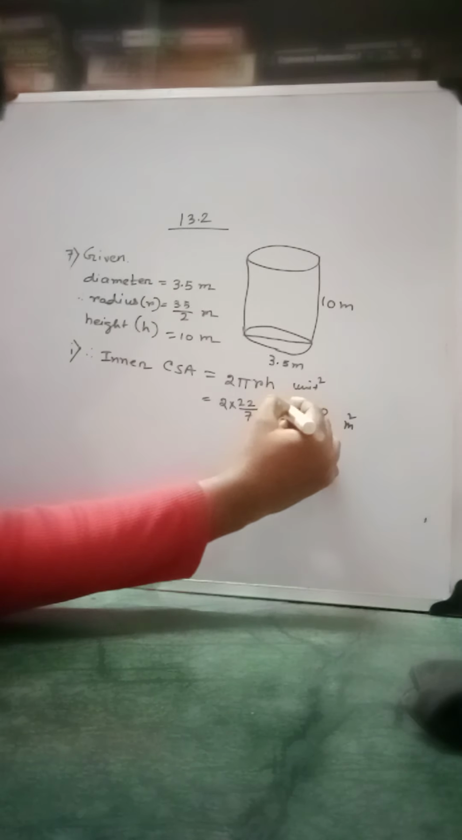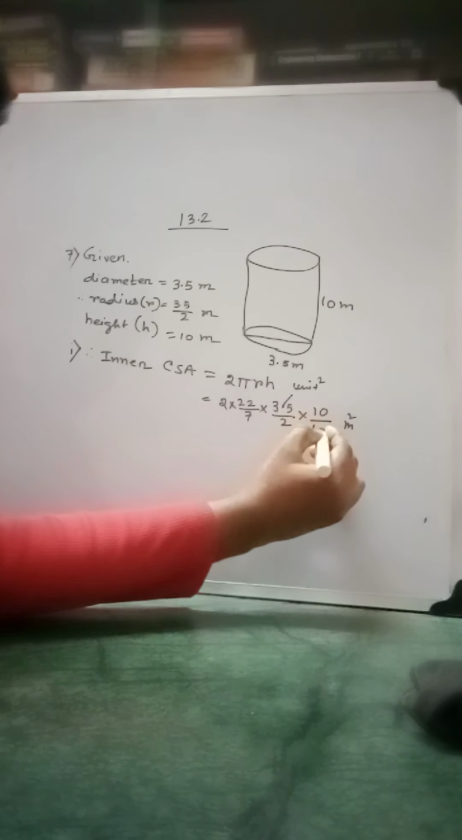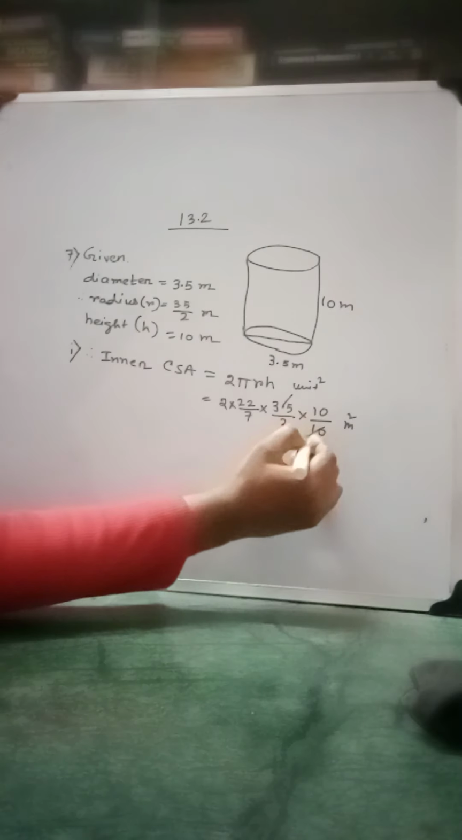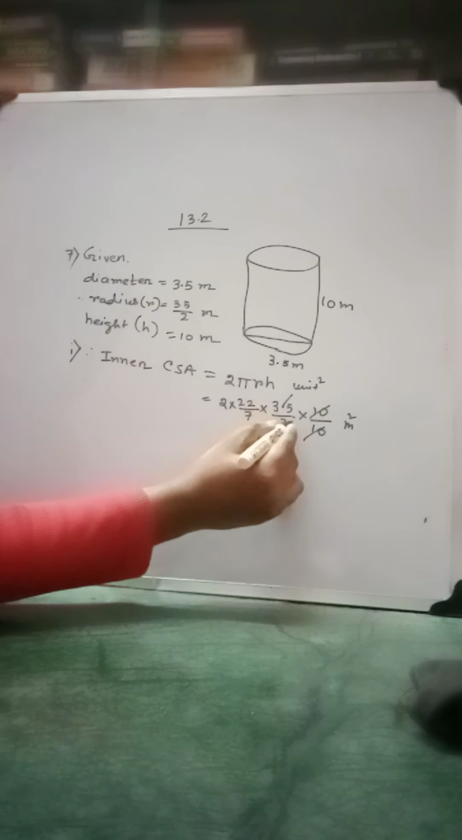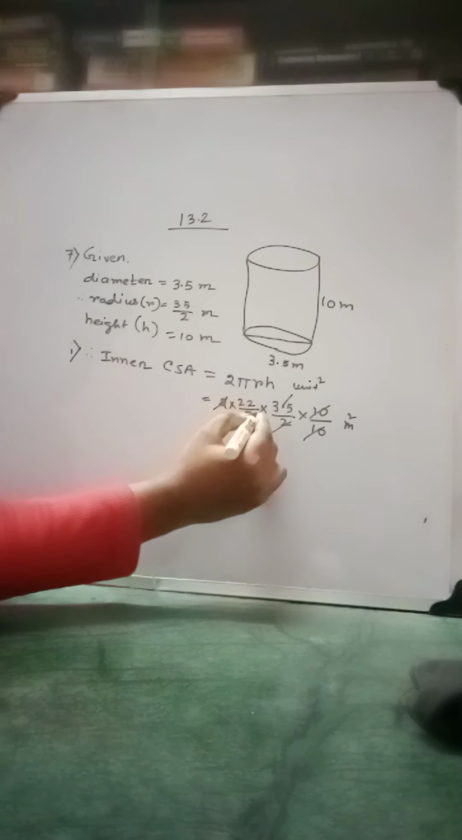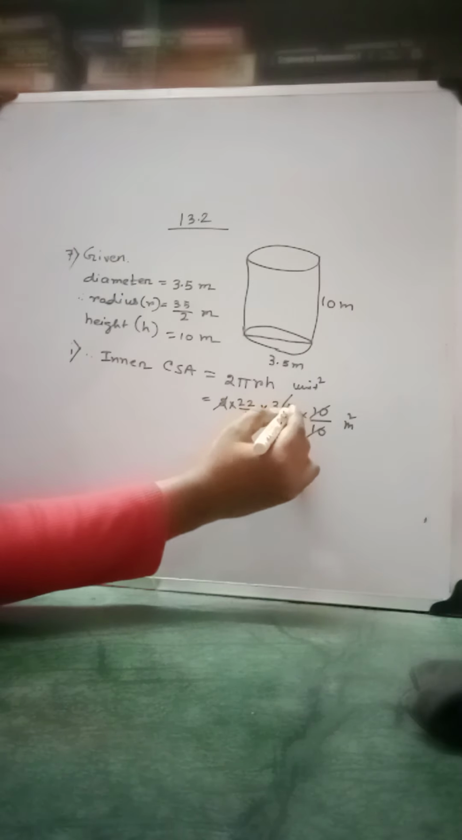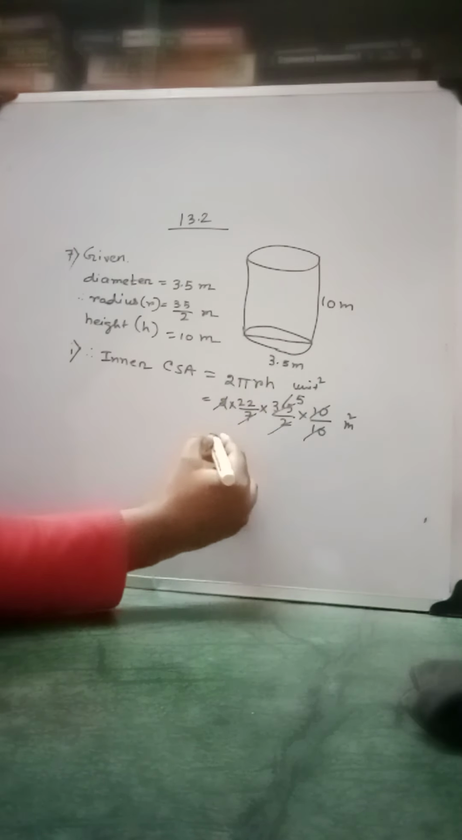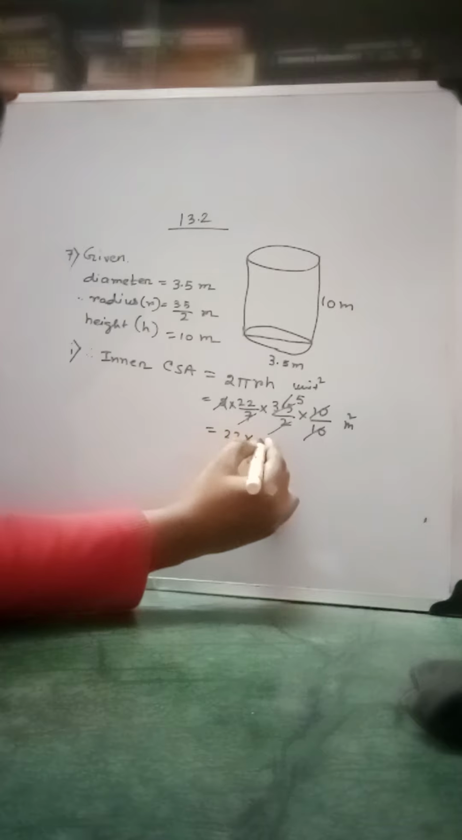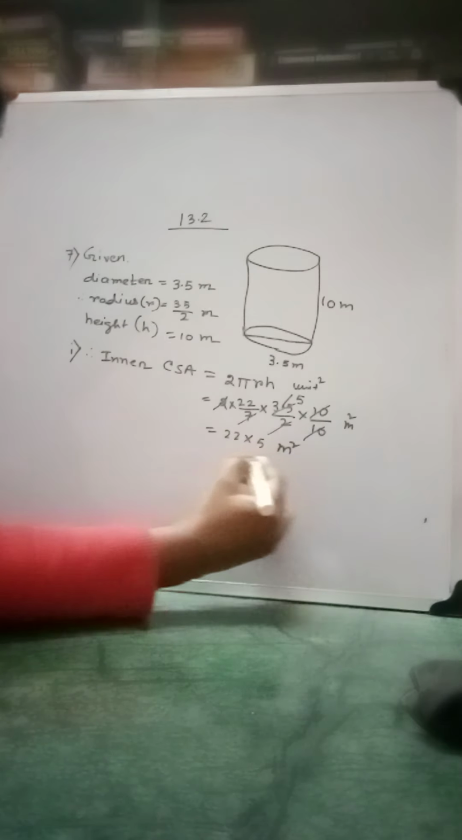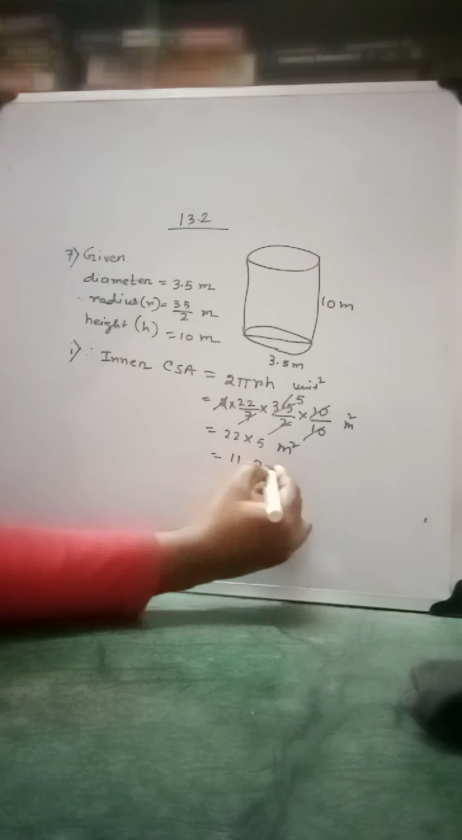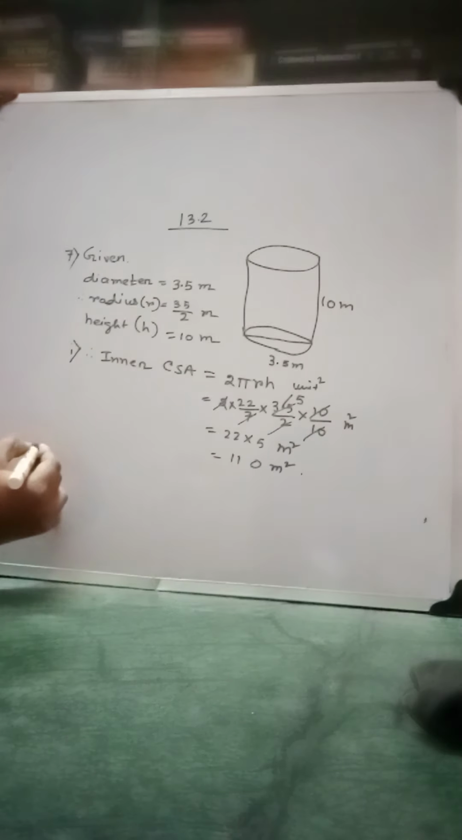Now first of all I am removing that decimal and taking 10. So this 10 cancels, these two cancel. So 7 fives are 35. So ultimately there is 22 into 5 meter square, that is 110 meter square. So now this is the answer of the first question, the inner curved surface area.